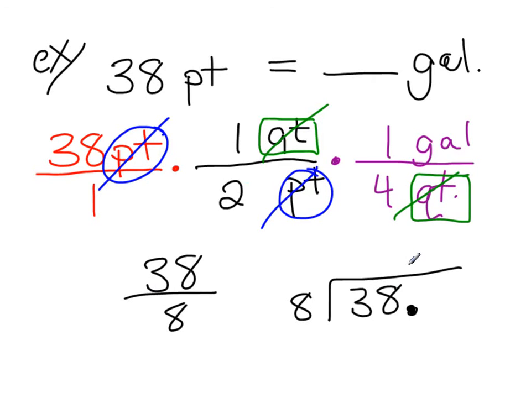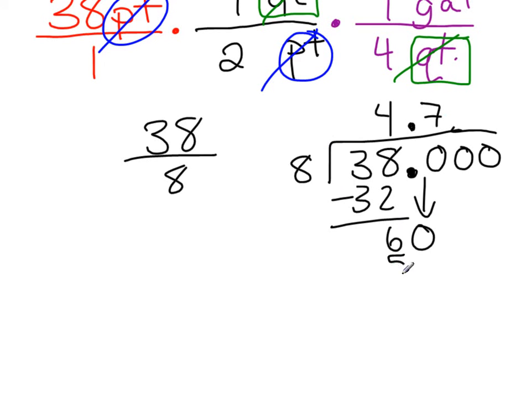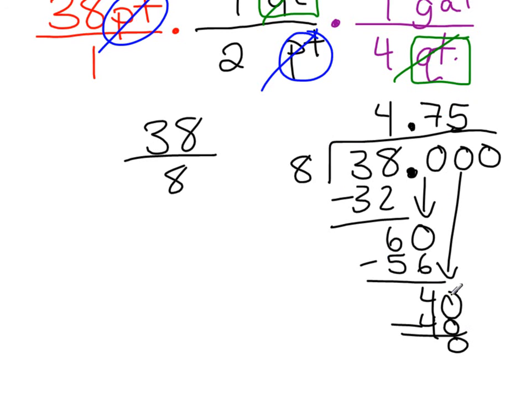I'm already seeing it, 8 can't go into 38 evenly, so I'm going to add a decimal point and fling some zeros at the end to help myself out. 8 times 4 is the closest we'll get, with 32. Subtract, we got 6, bring down the 0. The closest thing to get us to 60 would be 7, which is 56. Subtract, we got 4, bring down the 0. And 8 times 5 is exactly 40, so I wrote an extra 0 for no reason. I didn't need it.